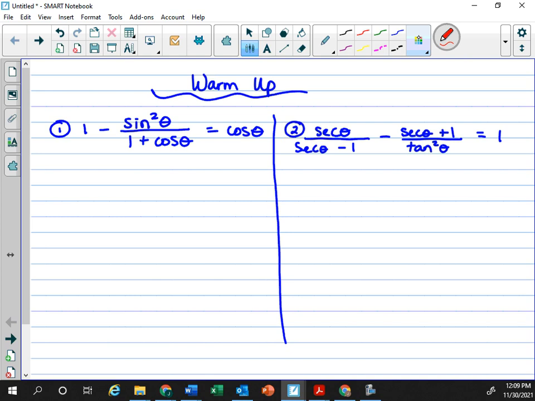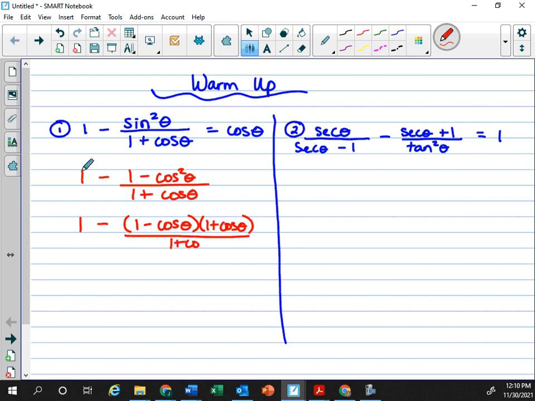All right, guys, let's look. Now, there are a lot of ways to do these. The first one, you certainly could find a common denominator and then do your Pythagorean substitution and go from there. I'm going to do the Pythagorean substitution first. So sine squared, I'm going to turn into 1 minus cosine squared. Then I can factor that. And what can I get rid of?